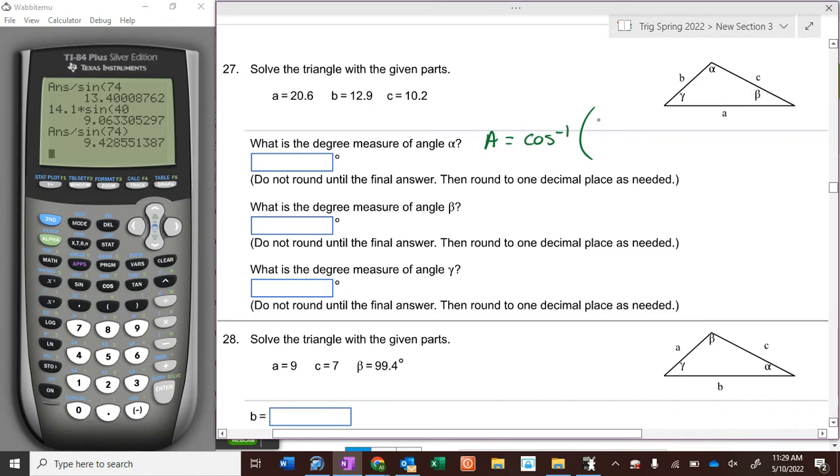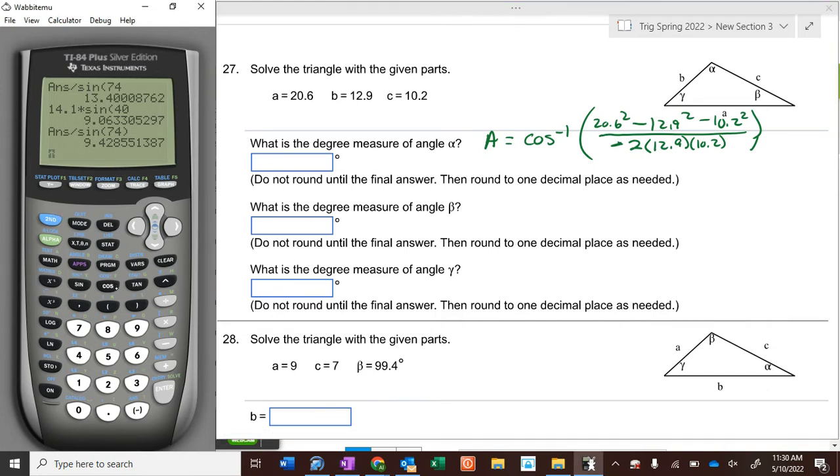it'd be A squared, so 20.6 squared minus 12.9 squared minus 10.2 squared divided by 2bc. Yeah, it matters between AB and BC and whichever numbers you use, but if you go C then B or B then C, it doesn't matter. Yeah, negative 2.